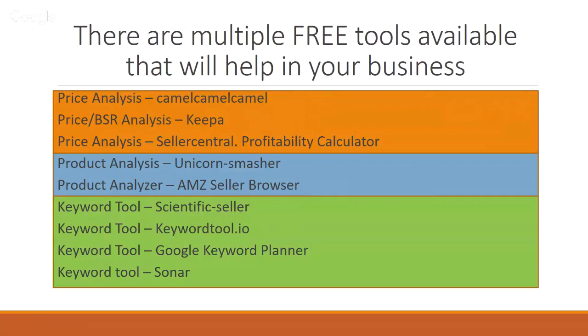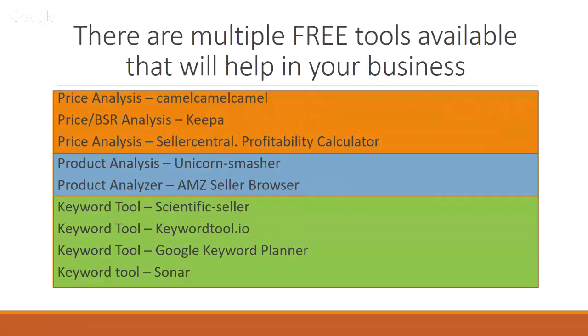And I've got some good walkthrough examples with respect to how to use a few of these. So let me go through the list. We've got CamelCamelCamel. That's a price analyzer. Another price analyzer and BSR analyzer is Keepa. Now, we quickly touched on Keepa last week, but we'll have another quick look at that. Another price analysis product is the Seller Central Profit Calculator, also known as the FBA calculator. So I've got an example of how to use that.